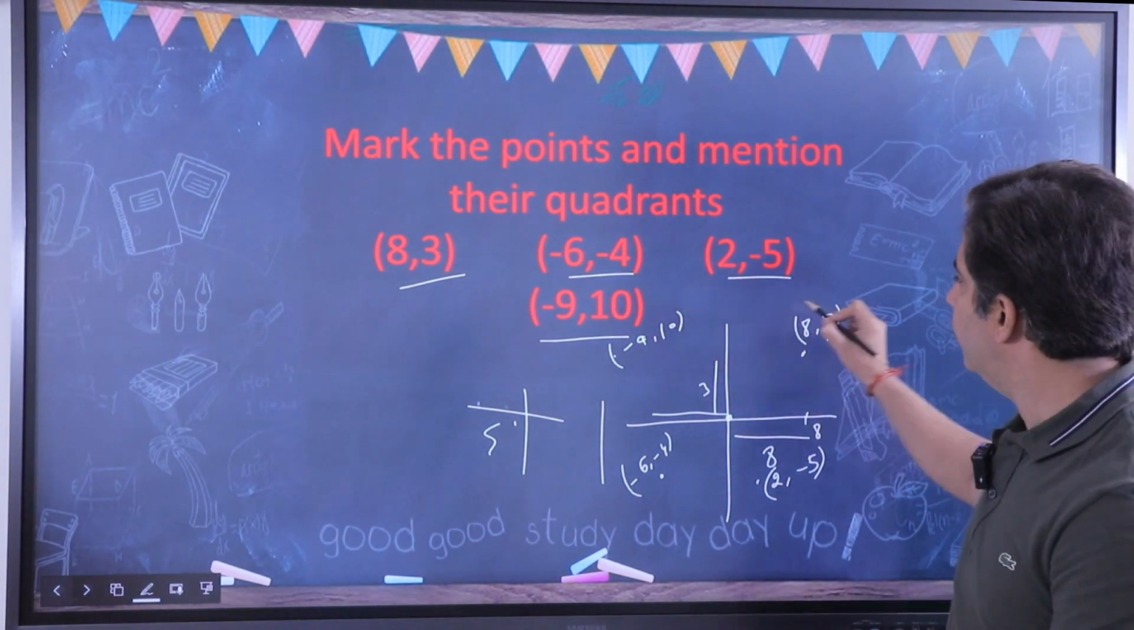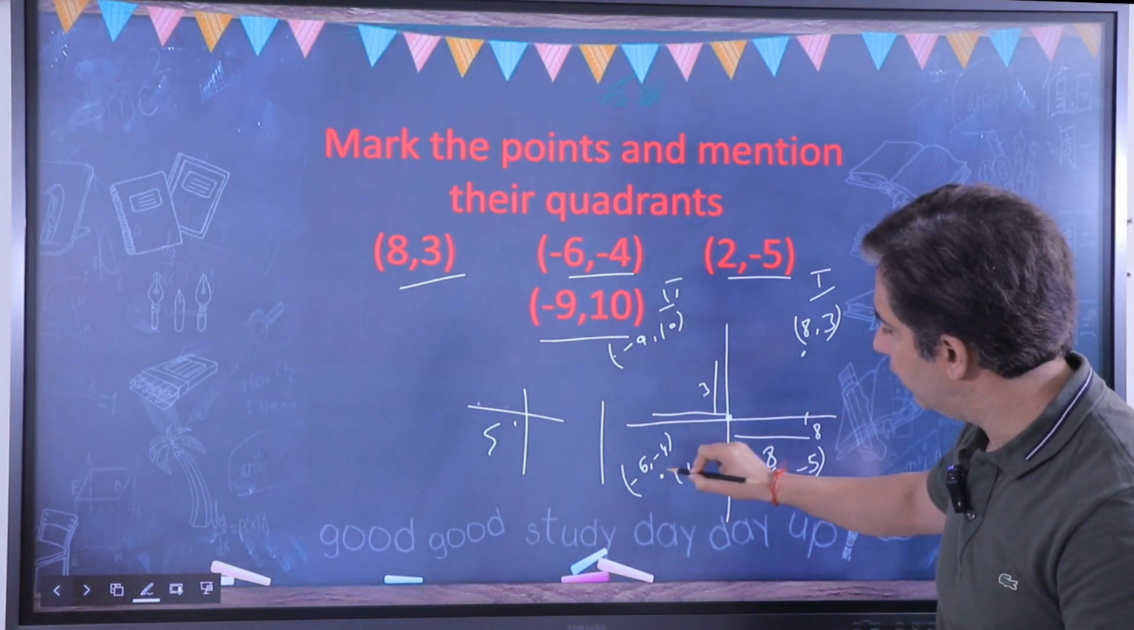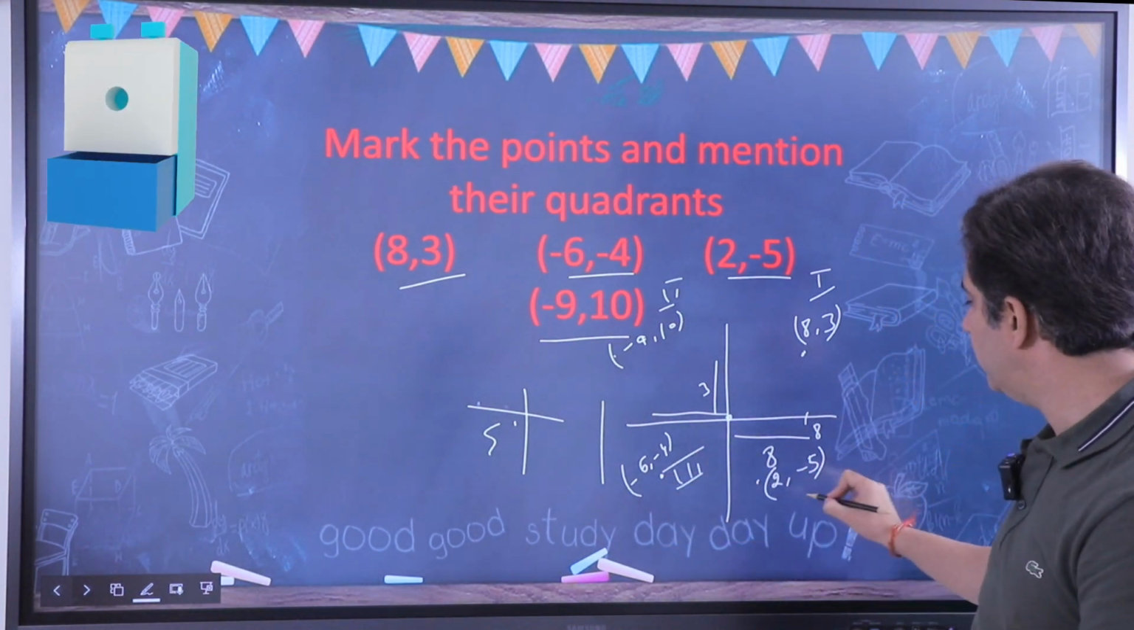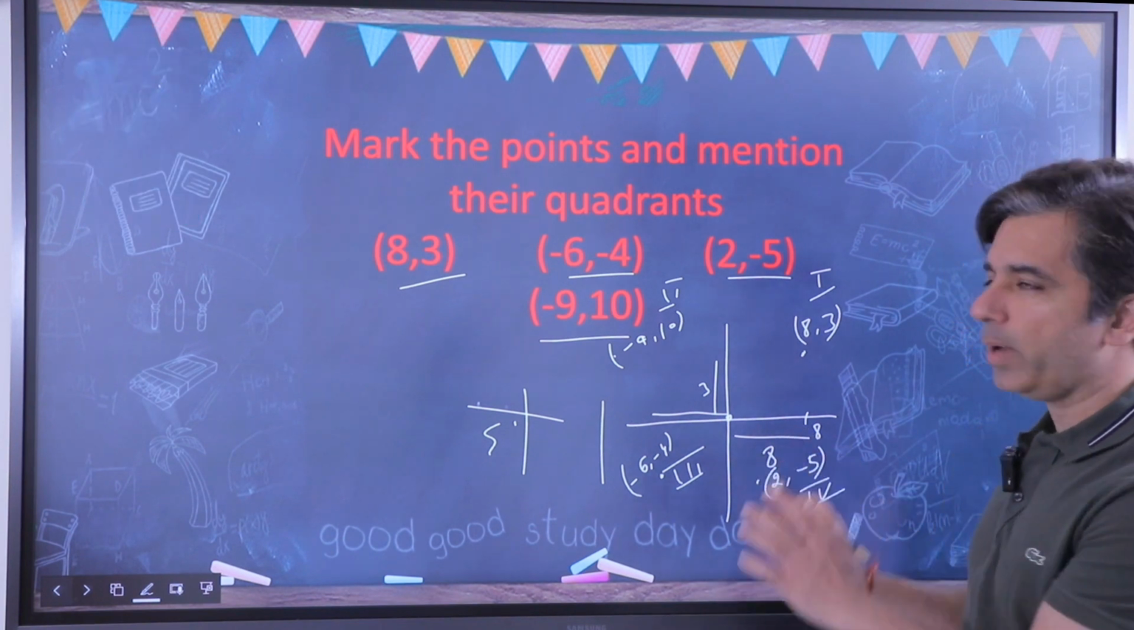So this point is in the first quadrant. This point we can see is in the second quadrant. This is the third quadrant point, minus 6, minus 4, and this is the fourth quadrant. So these are the 4 points and we have just marked them.